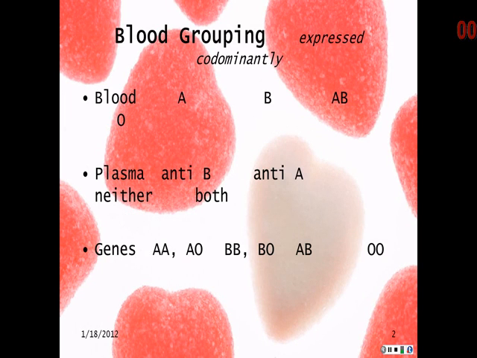Type B makes anti-A antibodies and has both B genes or 1 for B and 1 for O. Type AB has both genes but does not make antibodies towards either. The O has no markers on either gene but makes antibodies towards both markers.